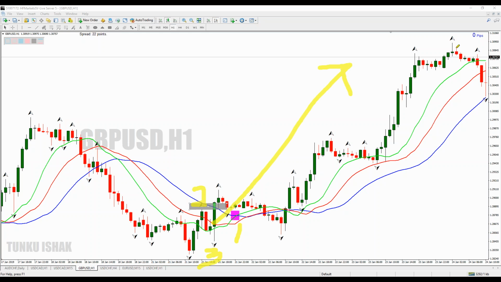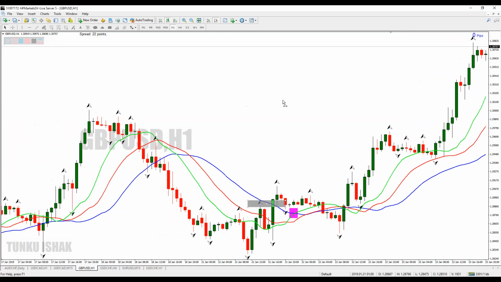The problem here is people tend to mix everything without knowing the basics. What is the basic of alligator? Simple. To know the market behavior.